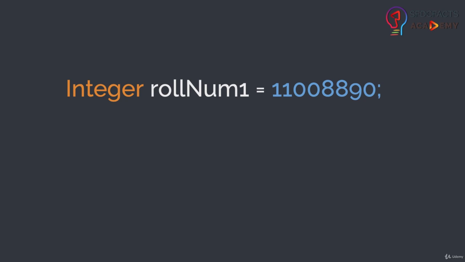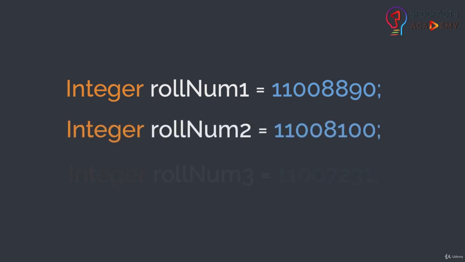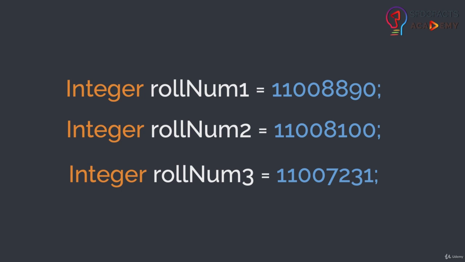Let's have a look at this integer variable from our previous video. In this variable, we are storing a student's roll number. But since a class can have multiple students, we need to declare multiple integer variables to store the roll numbers of all those students. So this is how we will do it, right? We'll keep on declaring these variables to store all these students' roll numbers.